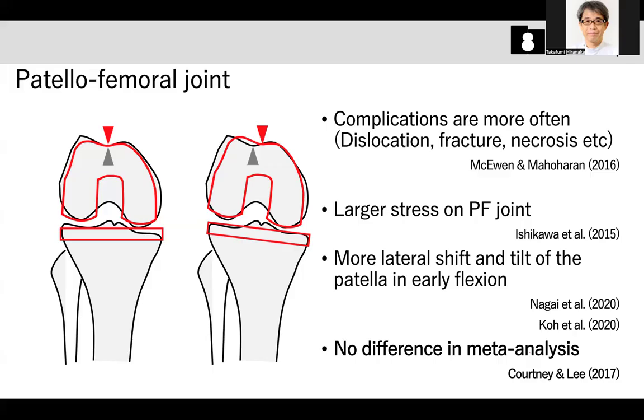So complications such as dislocation of patella, patella fracture, necrosis, or subluxation are frequent, and there is larger stress on the PF joint. Lateral shift and lateral patella tilt are often seen, especially in early flexion. But in terms of clinical outcome, there is no difference so far in meta-analysis.